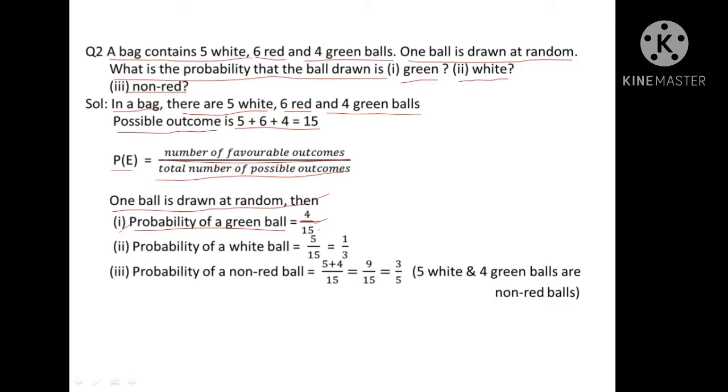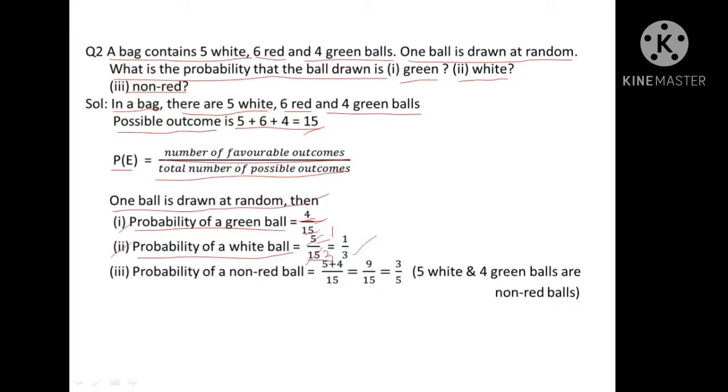Here 4 is the number of green balls. So number of probable outcomes is 4 and total number of possible outcomes is 15. So we will write 4 upon 15. Now the second one, probability of a white ball. Here white balls are 5. So we will write number of favorable outcomes equals 5 and total number of possible outcomes is 15. So 5 upon 15, and here when we cancel, 5 ones are 5, 5 threes are 15, so the answer will come 1 upon 3.